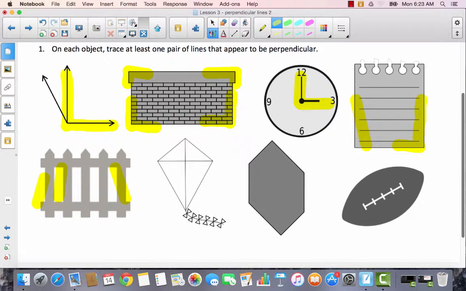Now on the kite, these create perpendicular lines. Now when I look sideways, these almost look like perpendicular lines, but if I put my right angle template in there, I'm pretty sure that these are actually obtuse angles. Now when I look at this one, at first, my first thought is I don't see any. But then when I look really closely, this looks like it might be a right angle. And this angle here might be a right angle. And then on the football, kind of like the fence, everywhere that the vertical laces cross the horizontal laces would make a right angle or perpendicular lines.